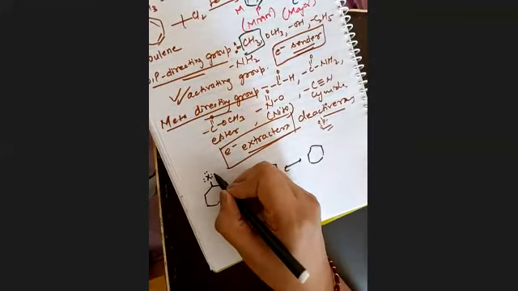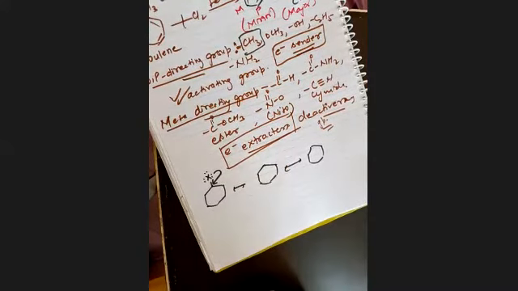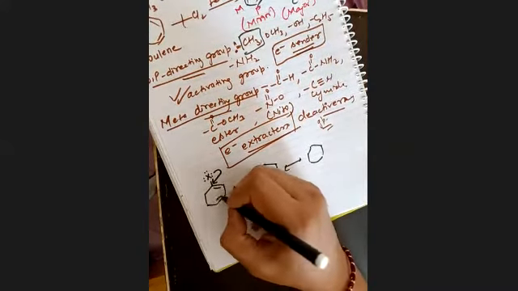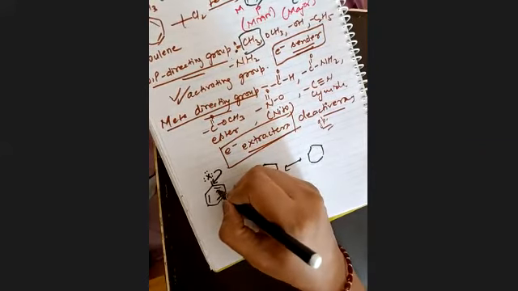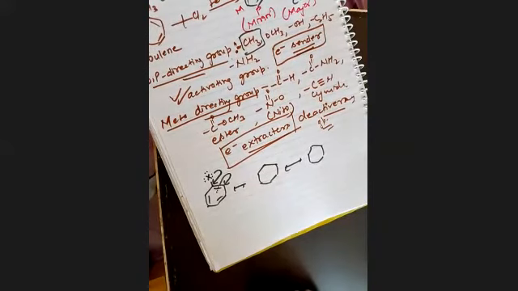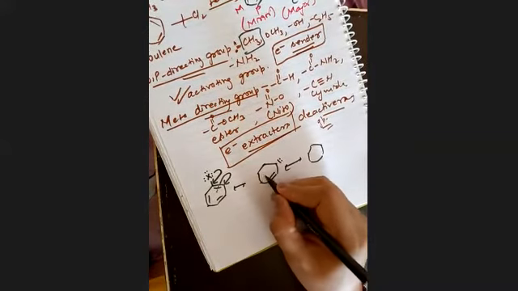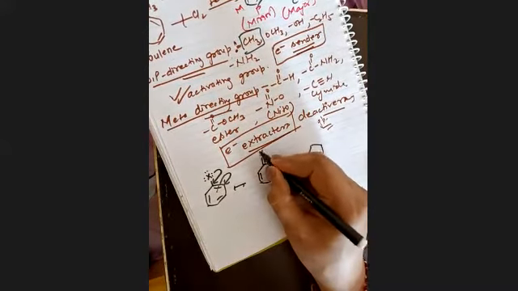What happens? This halogen will donate its lone pair of electrons to here, and the double bond present here, the pi bond, will break, and this electron will come here. Clear? Now what will happen? Your lone pair electrons will shift to here. Clear? The structure will be like this.